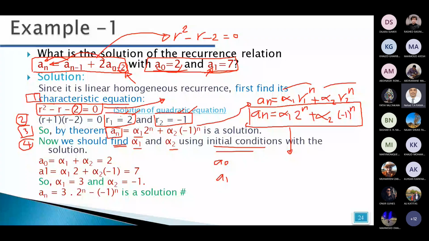For a0, instead of n, we put 0. So a0 equals alpha 1 times 2 to the power 0, plus alpha 2 times minus 1 to the power 0. 2 to the power 0 is 1, multiplied by alpha 1 is alpha 1. For alpha 2, same issue: n is 0, so the power is 0. Anything to the power 0 is 1, so 1 multiplied by alpha 2 is alpha 2. This equals a0, which is 2. So alpha 1 plus alpha 2 equals 2.